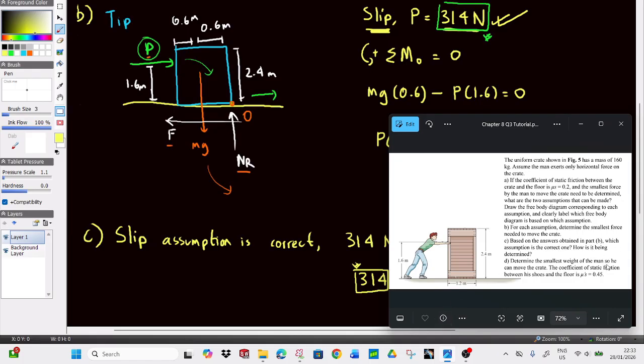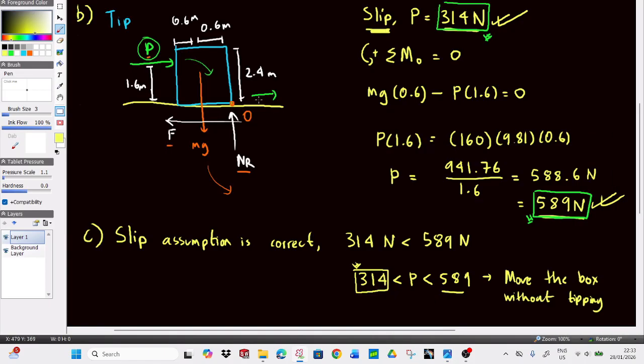Determine the smallest weight of the man so he can move the crate. The coefficient of static friction between the shoes and the floor is 0.45. Then he can move the crate. Smallest weight of the man, so that he can move the crate. So if he wants to move the crate, okay, gotcha. So we're gonna do part D.